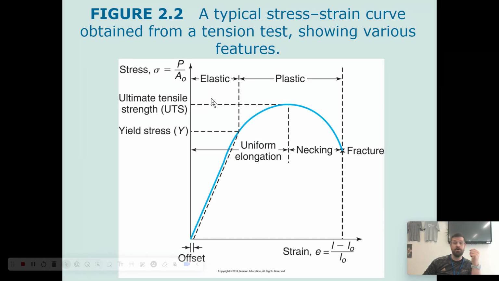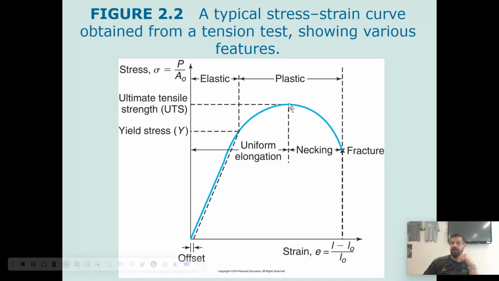So I might ask you on a test which part is elastic. You would need to know that it's the straight line, the linear part of this graph. There comes a point in the test though where if you exert a certain level of force per surface area, a certain stress on the object that is enough, it's going to permanently deform. It's not going to bounce back to its original length.